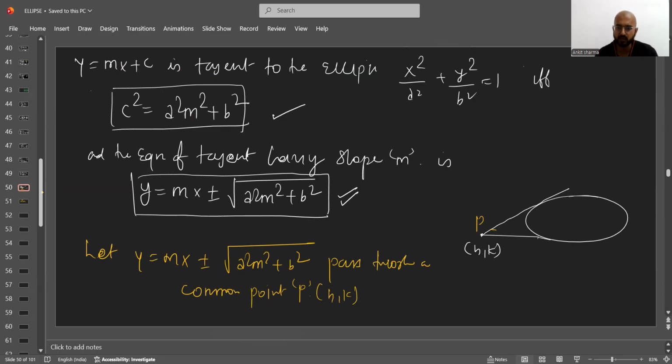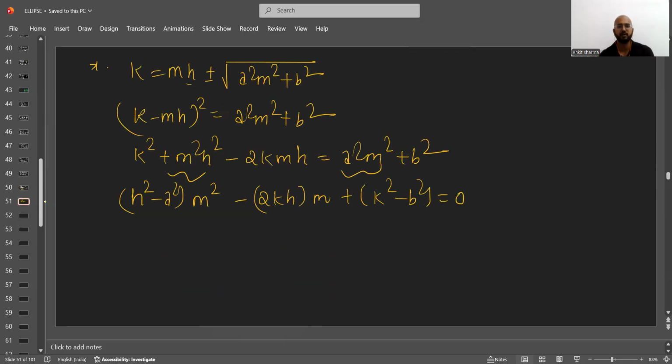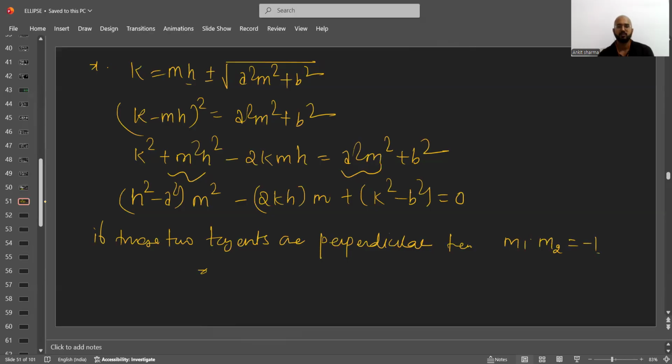So I'm more interested in knowing if they are perpendicular. If these two tangents are perpendicular, then the product of their slopes, m1 into m2, is going to be minus 1. So the product of their slopes, if we find it, becomes k square minus b square over h square minus a square is equal to minus 1.